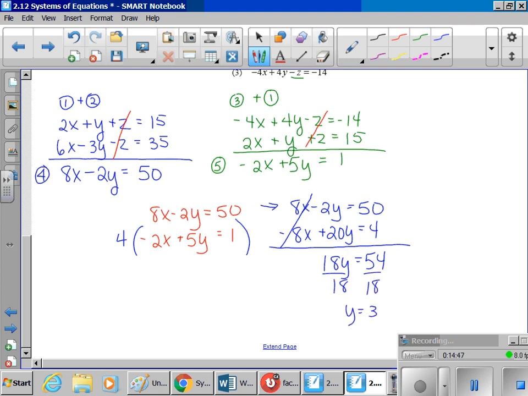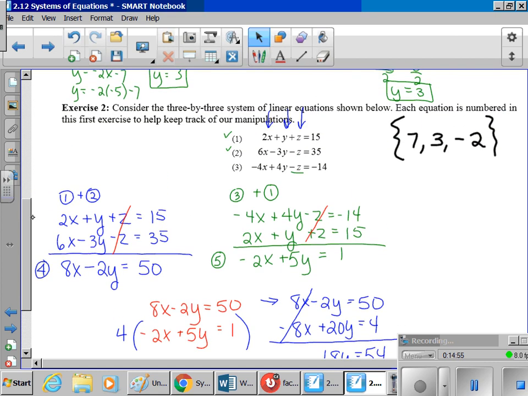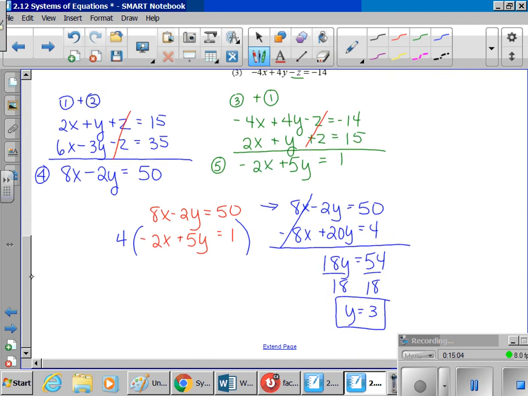Now, before I do anything else, this is where that little cheating tip comes in. I look up here and I say, wow, my y, remember this is x, this is y, this is z. My y is 3, and I got 3 down here. Once that happens, the rest of it is cake.